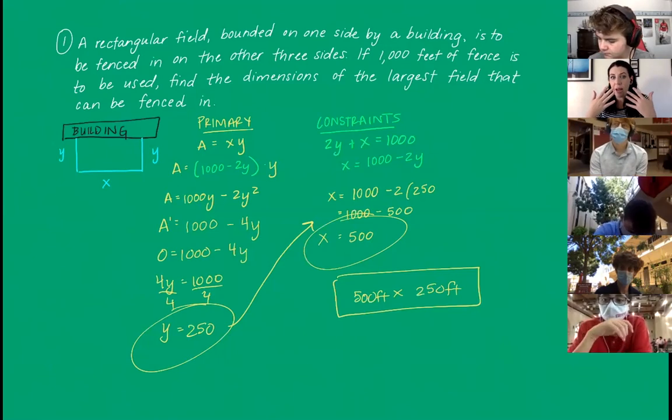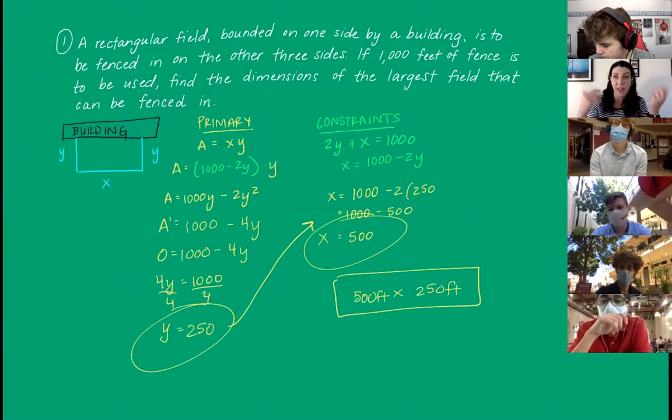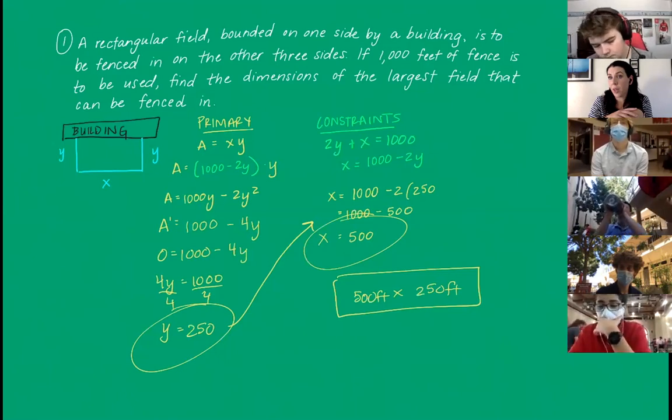Now, a different thing they might ask in order to figure out whether the 500 is on there twice or the 250 is on there twice, they might ask that in a different way. Like, two sides of the fence are this length, one side of the fence is this length. But the way the question is worded, it asks for dimensions. This is how you'd write that answer. Good question. Other questions?